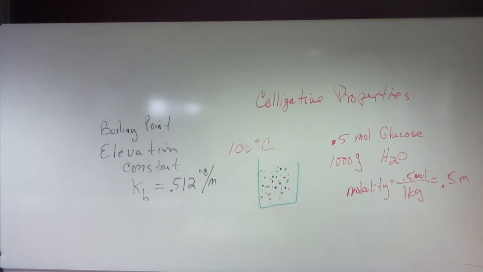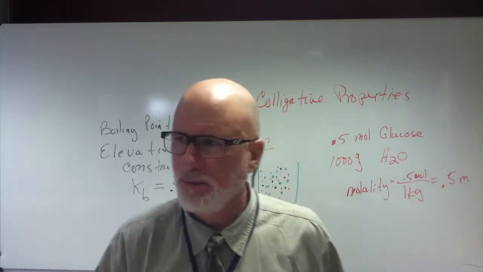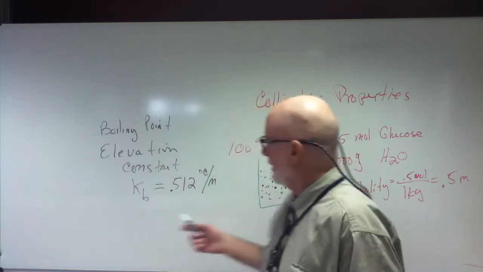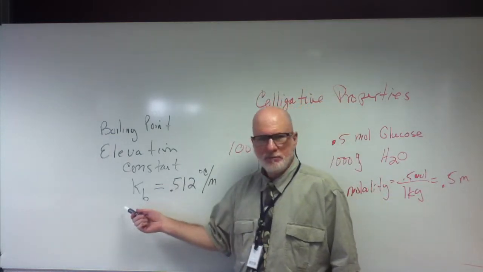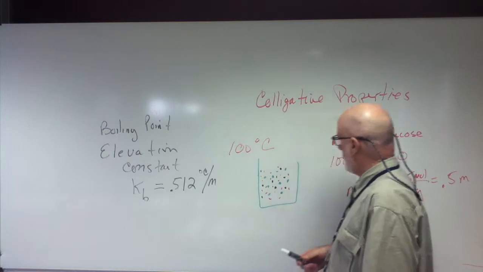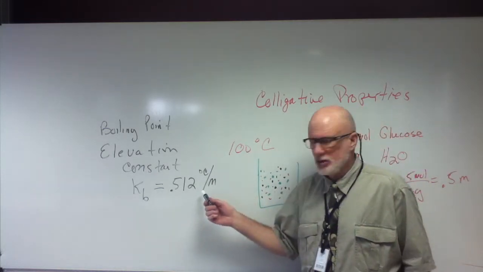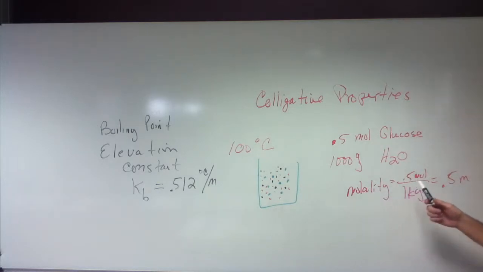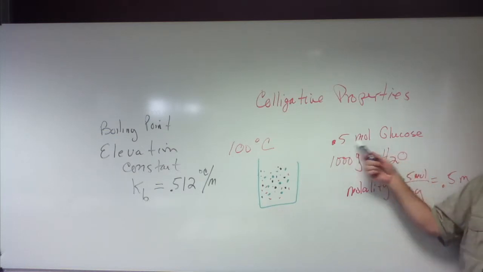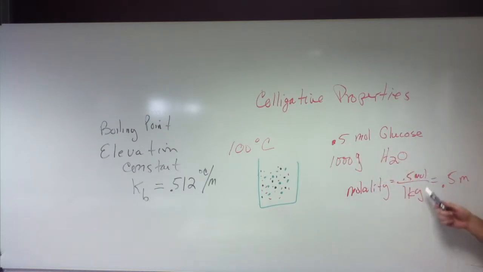Okay, things cut off on me, so let me just begin this video with some review of the problem. We have a boiling point elevation constant of 0.512 degrees per molal. I have to determine the molality of the solution, which is moles over kilograms of solvent. I have 1,000 grams, which is 1 kilogram. I have 0.5 moles of glucose. Therefore, I have a 0.5 molal solution.